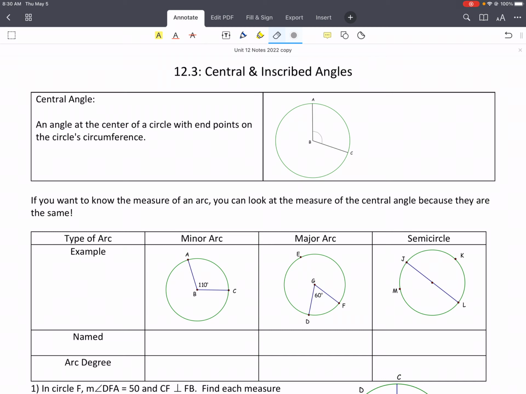So as you can see there in the box, it says a central angle is an angle at the center of a circle with endpoints on the circle's circumference. Like here in this example on the right, you can see that A and C are on the circumference, and then on the inside it makes this angle. So that's what a central angle is. It's just on the inside of the circle, touching the center.